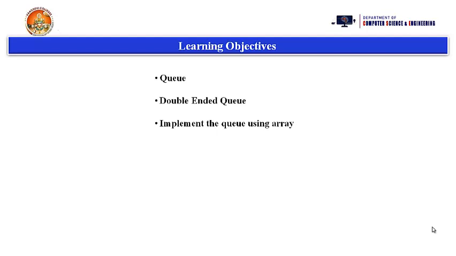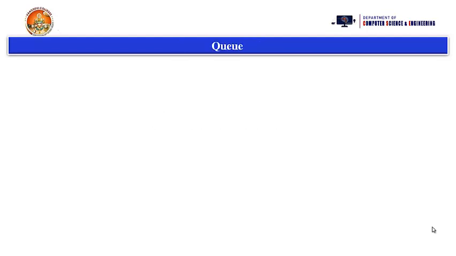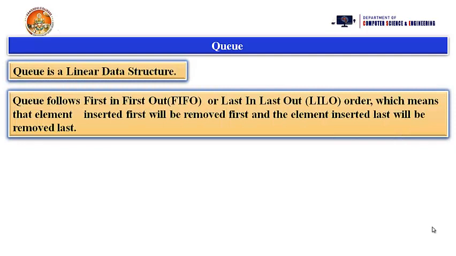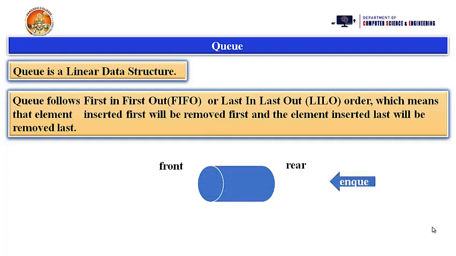In the previous session we already discussed the topic queue, and in this session we are going to discuss the queue in an abstract way. Queue is a linear data structure which follows the first in first out order, or last in last out order, which means that the element inserted first will be removed first and the element inserted last will be removed last. The structure of the queue is like this. It consists of two ends, rear end and front end. Using the rear end we can insert or enqueue the element into the queue, and using the front end we can dequeue or delete the element from the queue.